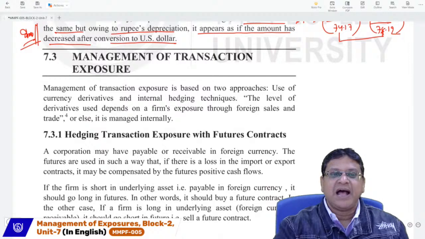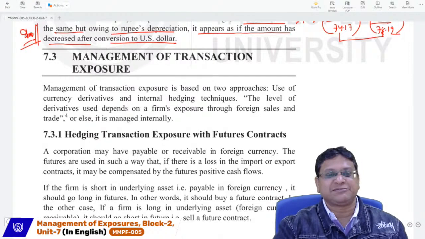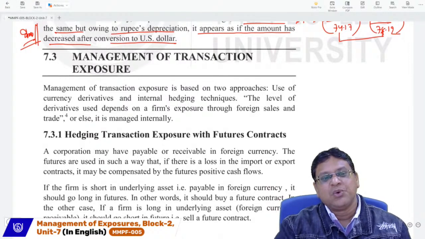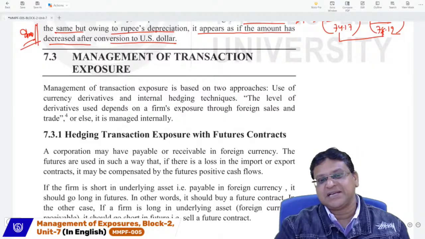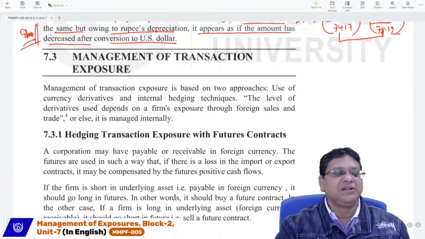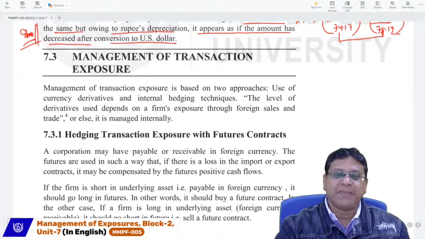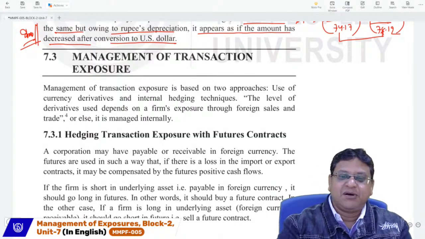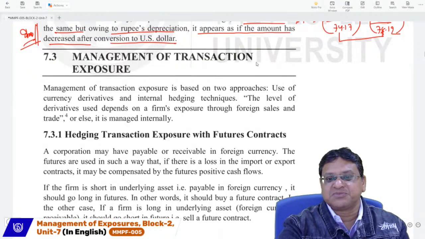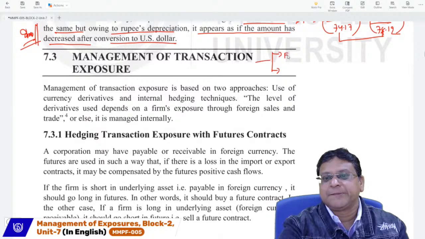Now we will discuss how to manage these exposures. What are the techniques with which we can manage transaction exposure? What are the techniques with which we can manage translation exposure? What are the techniques with which we can manage operating exposure? First, we will discuss managing transaction exposure. There are two techniques of managing transaction exposure. One is the external hedging technique.